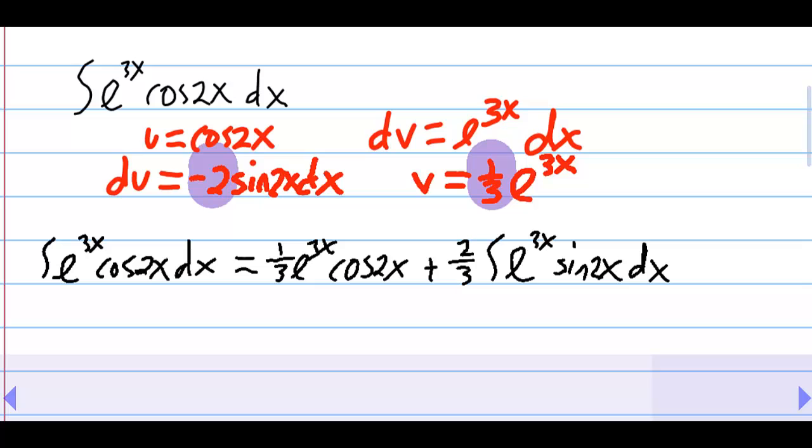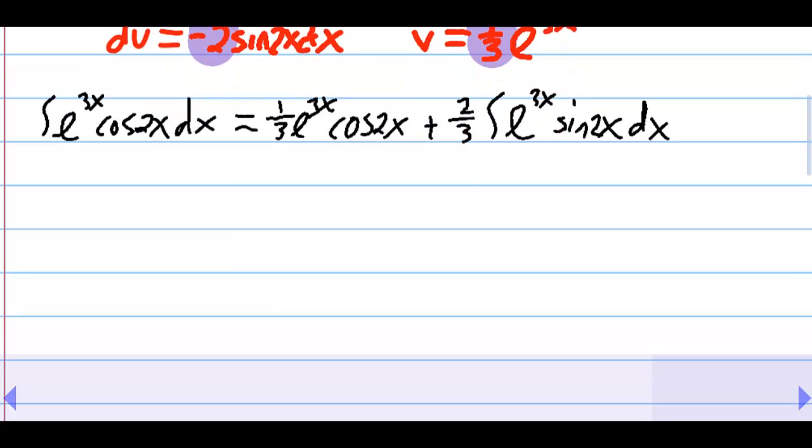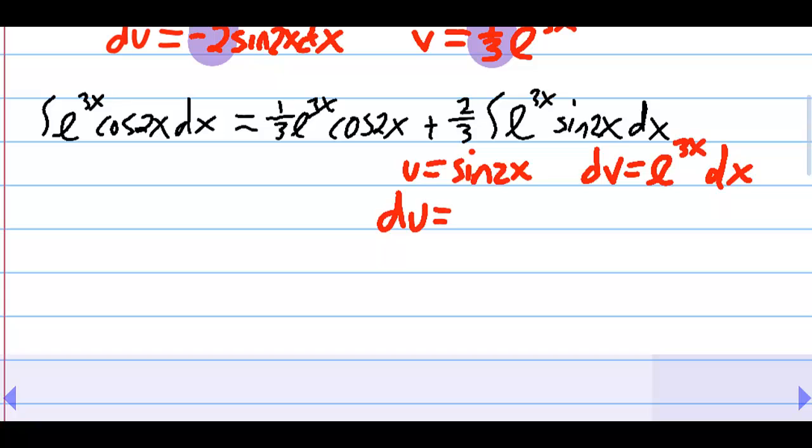Hey, look at that integral we have, e to the 3x sine 2x. We get to crank that integral through integration by parts. So here we go. I'm going to let u equal sine 2x, and dv is going to be the e to the 3x dx. So we get du. The derivative of sine is cosine, and the chain rule gives us 2 cosine 2x dx. And v, well, we've already done that. We get 1/3 e to the 3x.